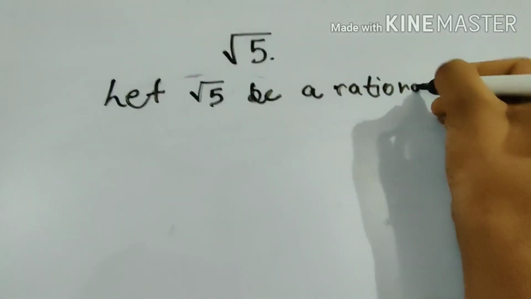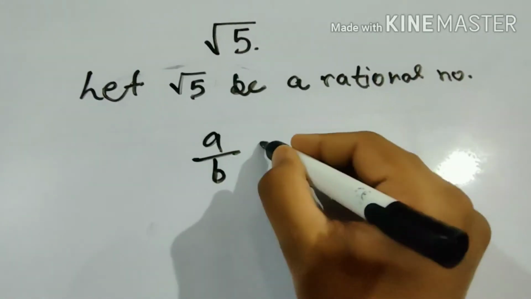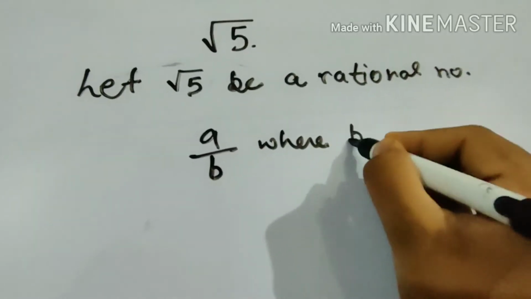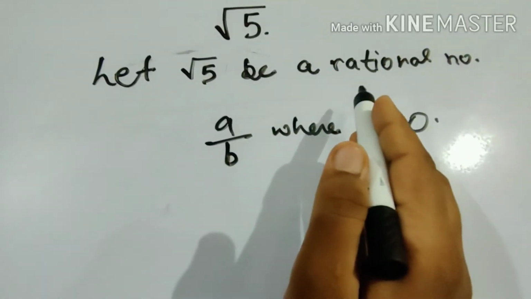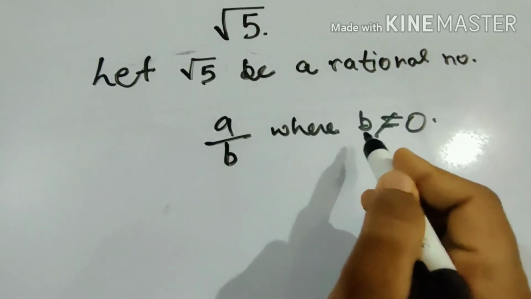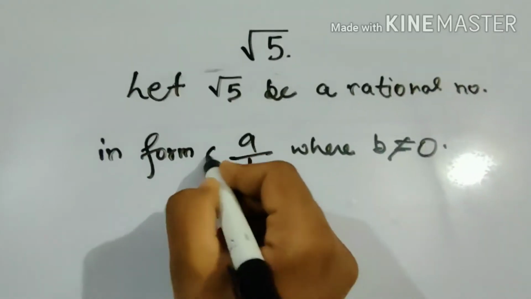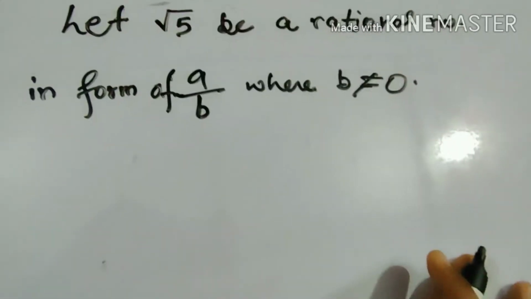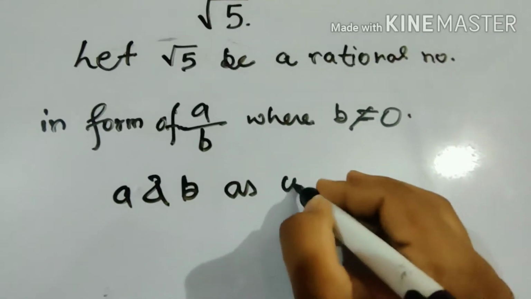And we know what a rational number is. A rational number is a number which is in the form of a by b, where b is not equal to 0. Similarly, root 5 is assumed to be in the form a by b, where b is not equal to 0. And we also have to consider a and b as co-primes.